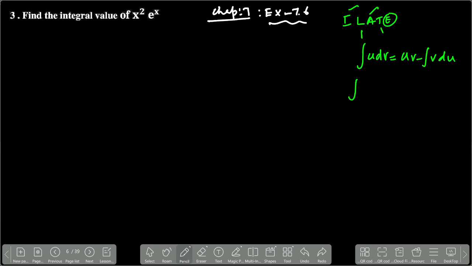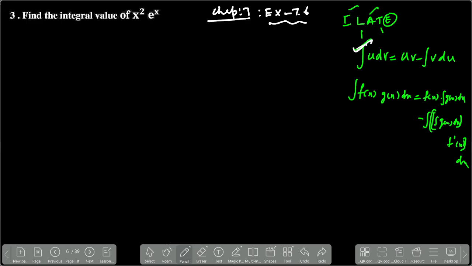Otherwise, in your NCERT book, it is also given: integral f of x g of x dx equal to, this is the first function, f of x into integral g of x dx, minus integral of integral g of x dx into f dash of x dx. This is one of the other formulas you can use from NCERT. But we are interested to use this form only. Correct? So please recall the formulas of integration.